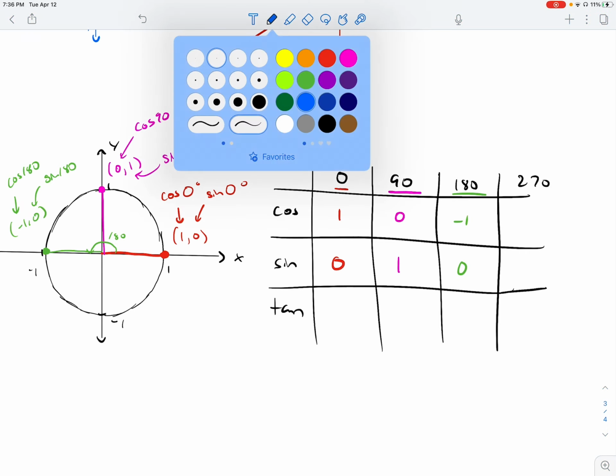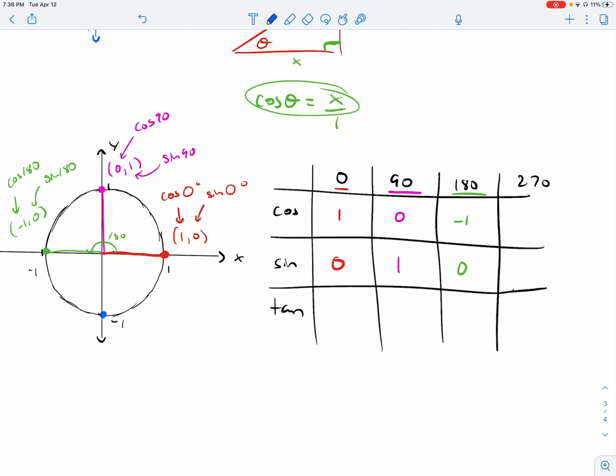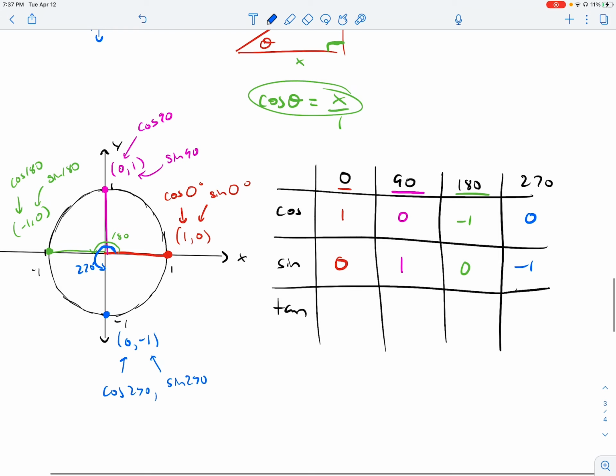Okay, and our very last one down here on the bottom, this is a rotation of 270 all the way to there. That has an ordered pair 0, -1. 0 is cos of 270. Negative 1 is sine of 270. Okay, the cos of 270 is 0, and sine of 270 is negative 1.